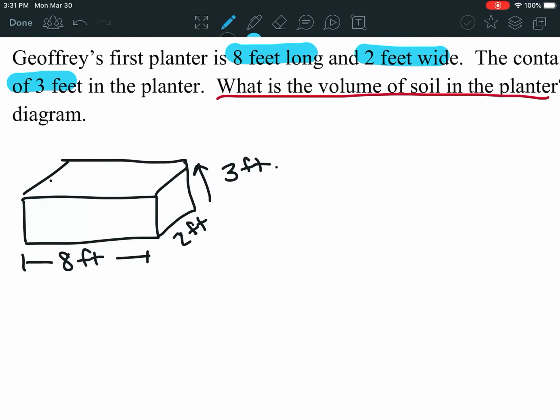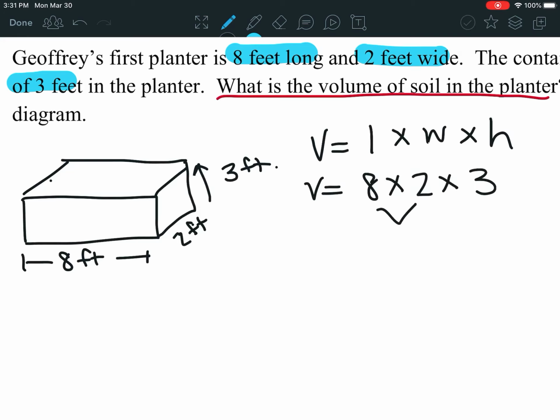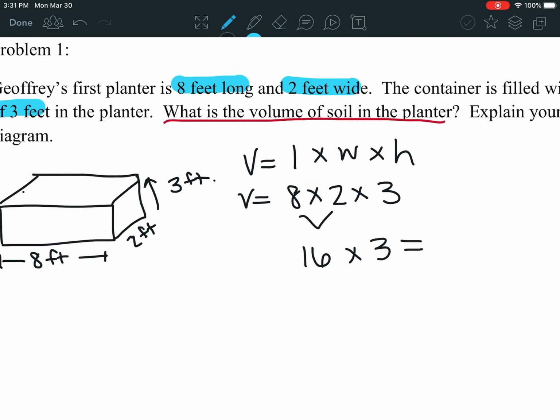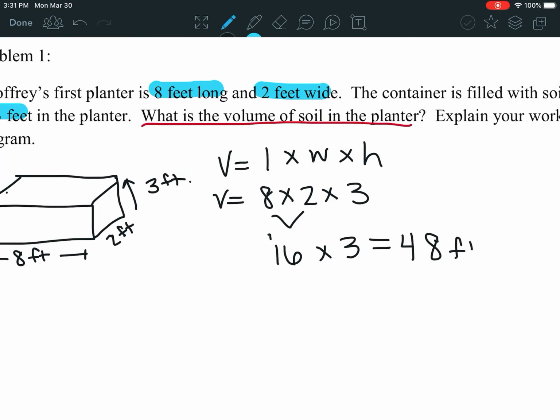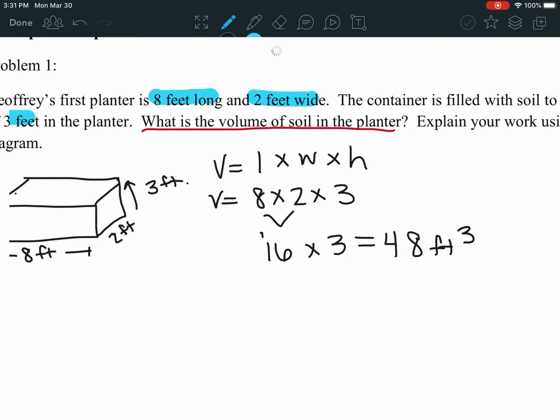And we have to remember back to the last lessons that we've been learning, and we know that volume is equal to length times width times height. So in this case, our volume is equal to 8 times 2 times 3. 8 times 2 is 16, and we need to drop down that times 3. 3 times 6 is 18, and we're going to carry a 1. 3 times 1 is 3, plus 1 is 4. And we need a label, feet cubed, because it is a box.